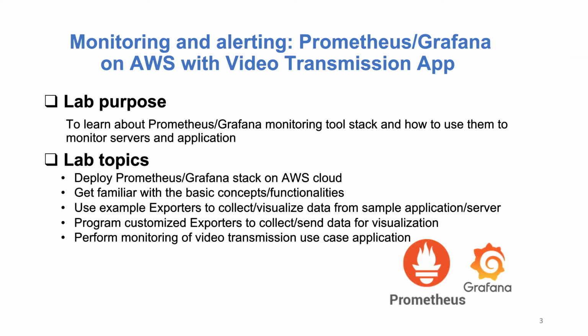The topics covered in this video are how to deploy the Prometheus Grafana stack on AWS Cloud, and getting familiar with the basic concepts of both technologies and their functionalities. We'll use an example exporter to collect and visualize data from a sample application server. And then we will look into how to customize these exporters through a Python program to collect and send data for visualization. And the last topic would be to perform monitoring of the video transmission use case application that we will jump into at the end.